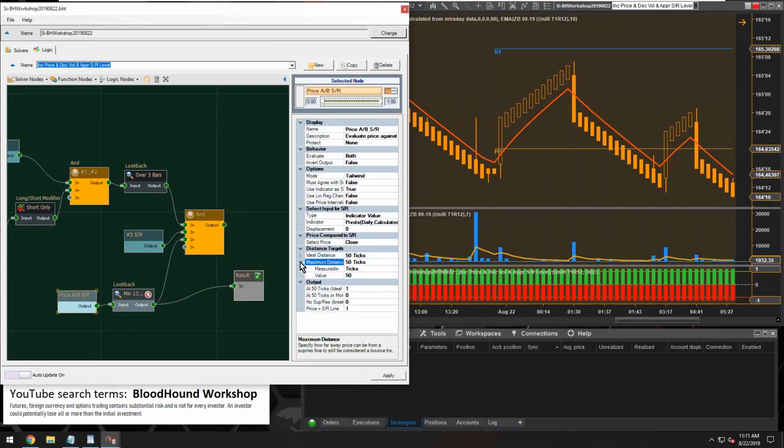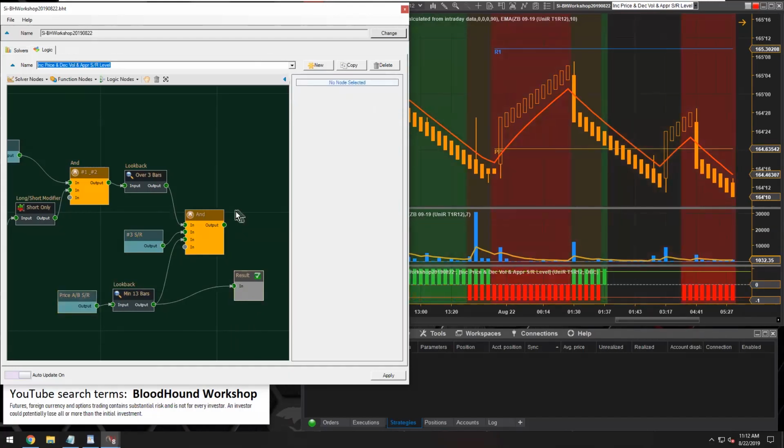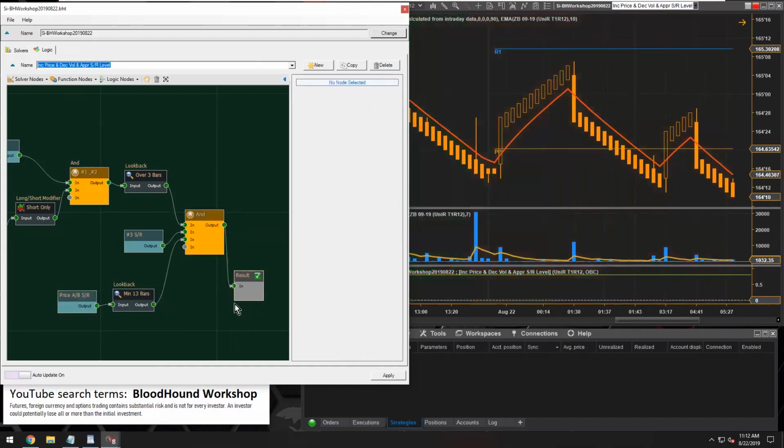So let's see here. Let's try doing something like this. Let's see if 40 ticks will help us work. Yeah, let's try going down to 20 ticks. There we go. Yeah, I think that does it.